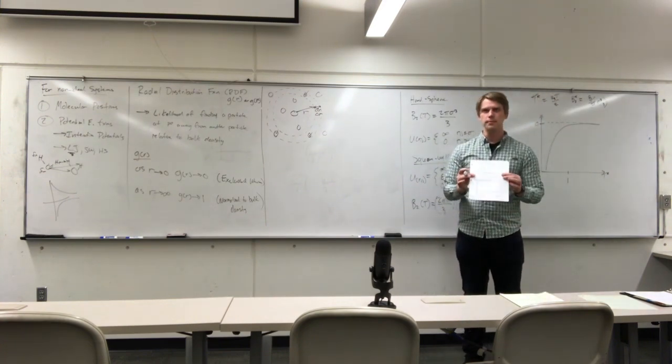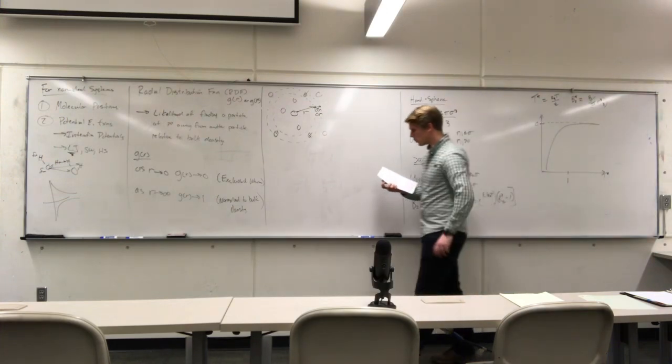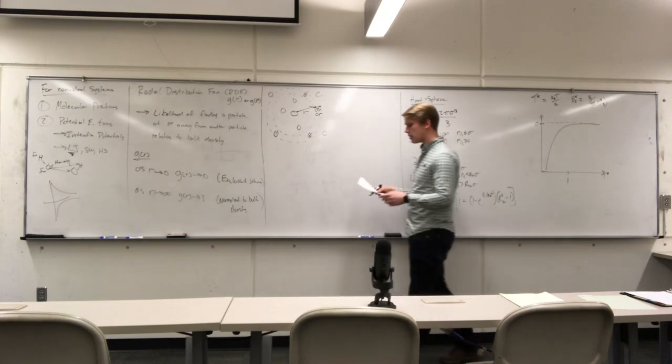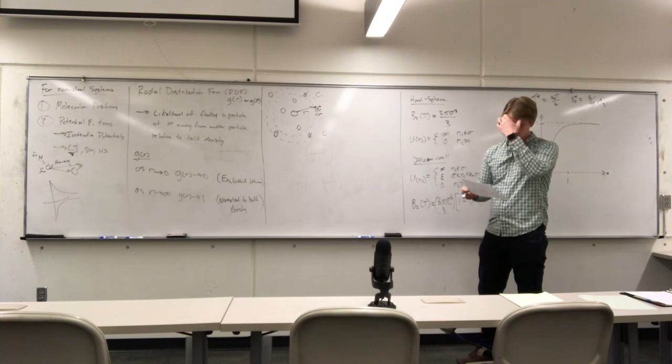So the top one is the radial distribution function of liquid argon at 91.8 Kelvin. I believe that's close to the boiling point. So this is just a barely condensed liquid. I think so. I have to double check my numbers.